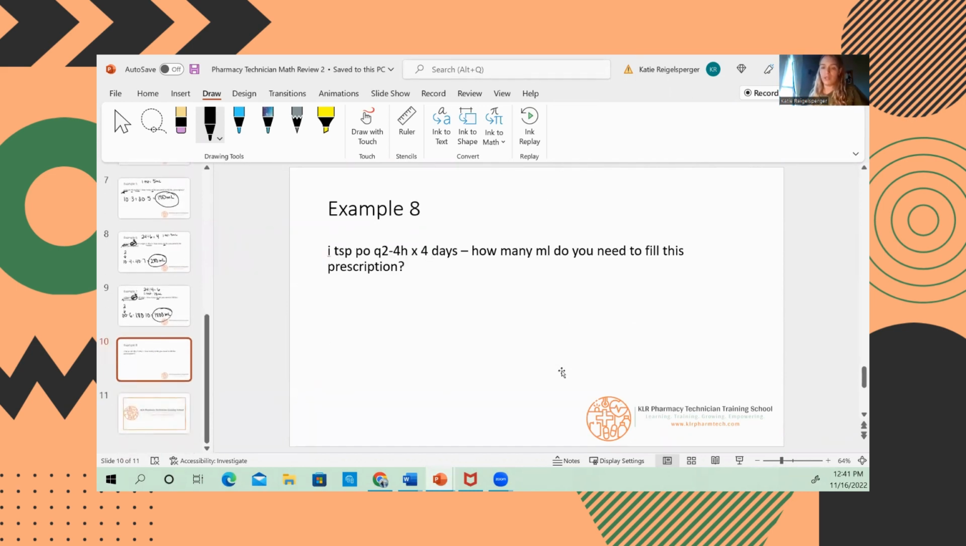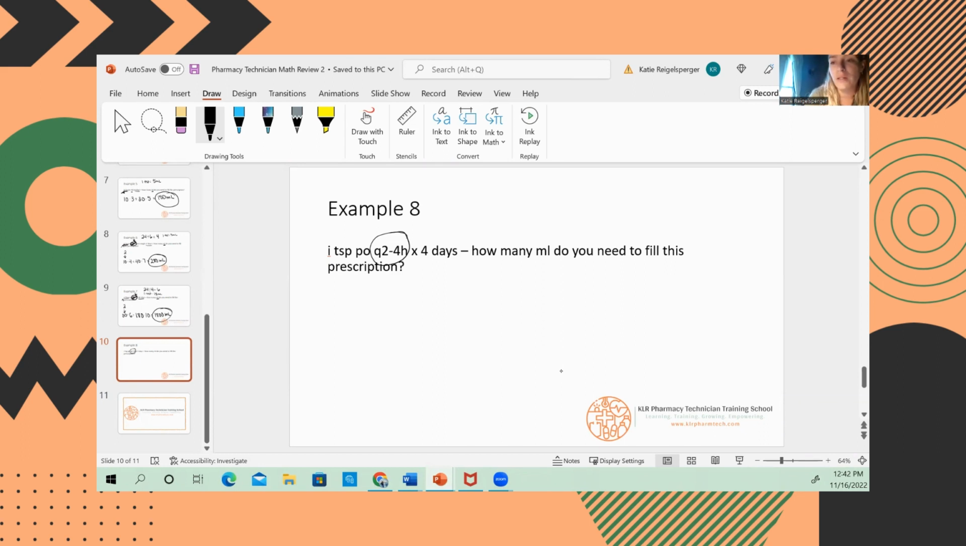Last one. Go ahead and read that to yourself and we'll do it together. This one says take 1 teaspoon by mouth every 2 to 4 hours for 4 days. How many milliliters do you need to fill this prescription? You're not very commonly going to see every 2 to 4 hours. This one is here just for practice, but we're going to look at this guy first, of course.